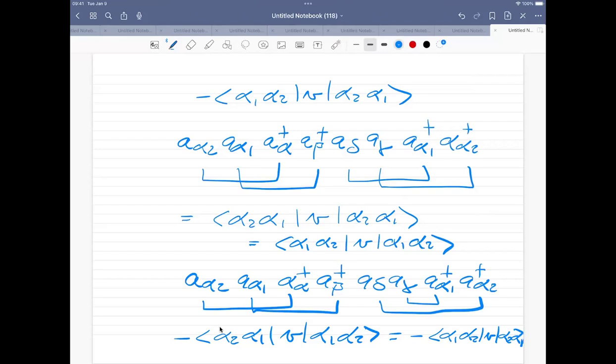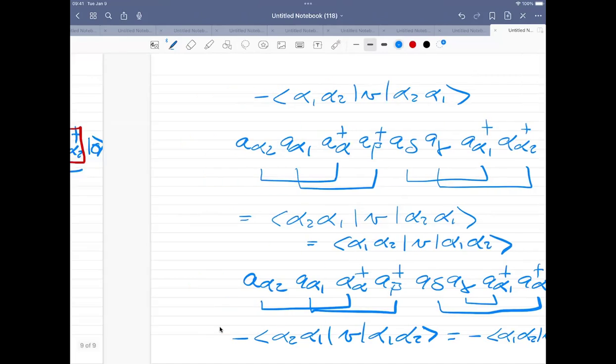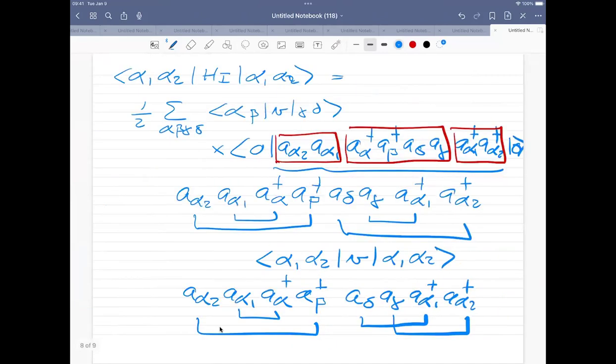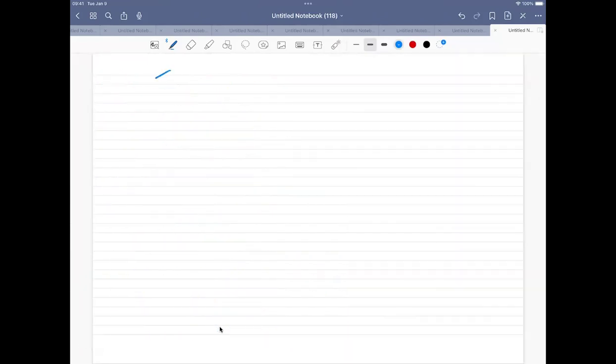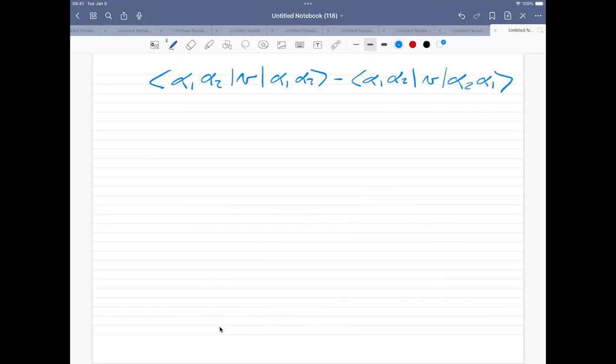And you see now that when I collect these terms, I get 2 of each, but then there is a factor of a half in front here. And that means that I'm simply left with what we got in the very beginning of the semester, alpha 1, alpha 2 of V, alpha 1, alpha 2 minus alpha 1, alpha 2 of V of alpha 2, alpha 1, which we could rewrite in terms of this anti-symmetrized matrix element.